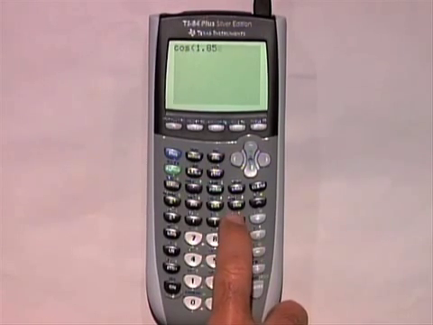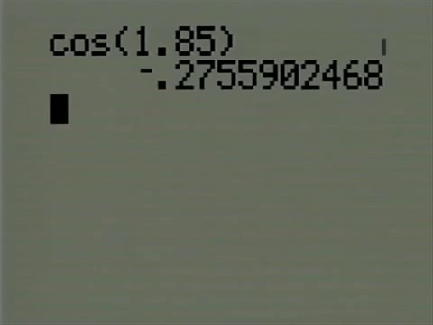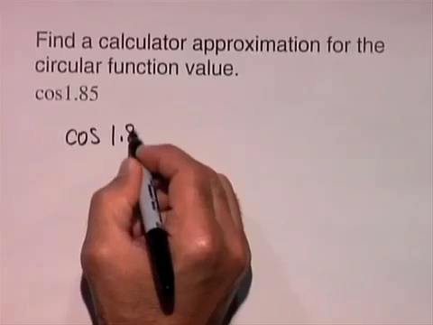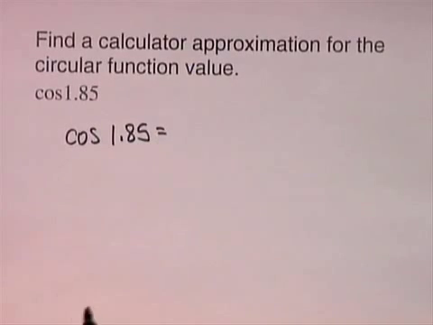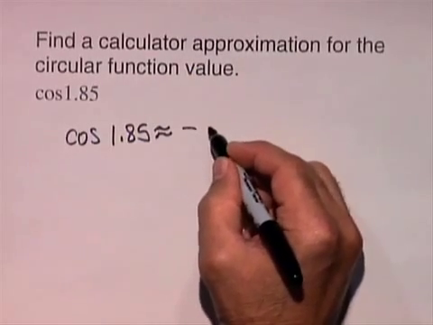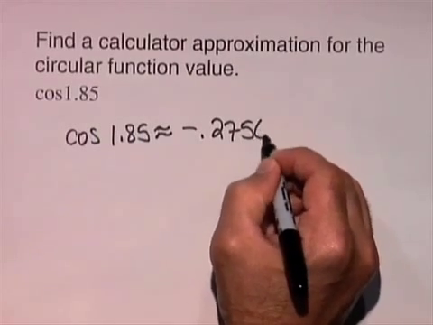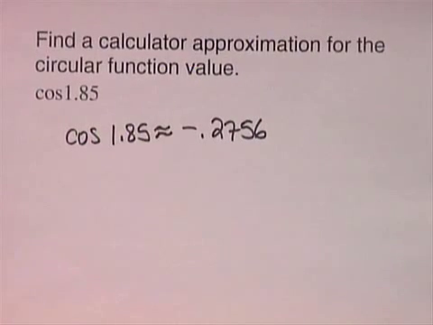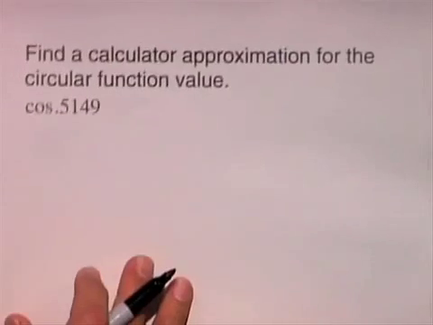I close the parentheses, although that's not completely necessary, and then I press the enter key, where I get the result negative 0.2755902468. And let's write down then that the cosine of 1.85 radians is equal to, and actually we'll approximate it to 4 decimal places, negative 0.2756. Let's work another calculator approximation.